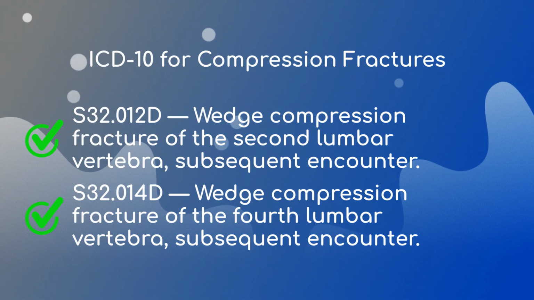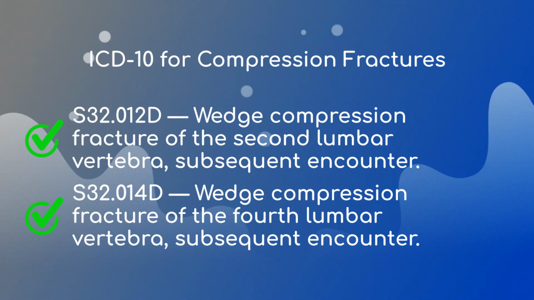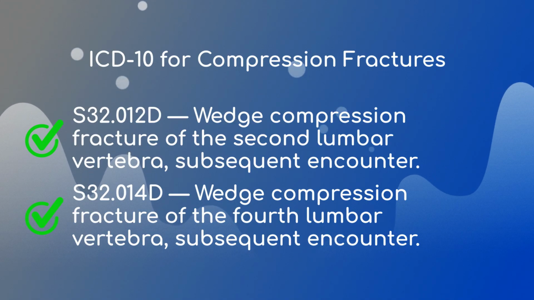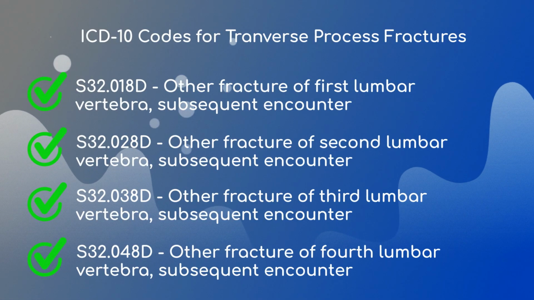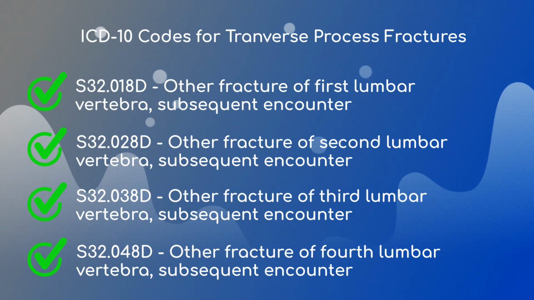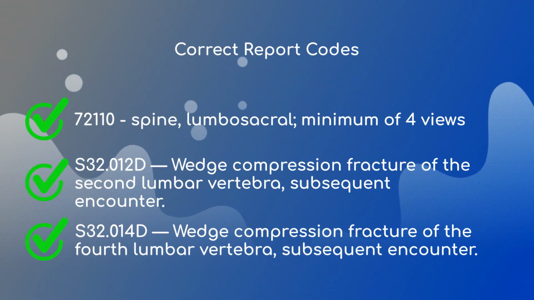S32.012D, wedge compression fracture of the second lumbar vertebra, subsequent encounter, and S32.014D, wedge compression fracture of the fourth lumbar vertebra, subsequent encounter. For the transverse process fractures, L1 through L4, use ICD-10 codes from the other fracture category for each lumbar fracture. The correct codes for this report are 72110.